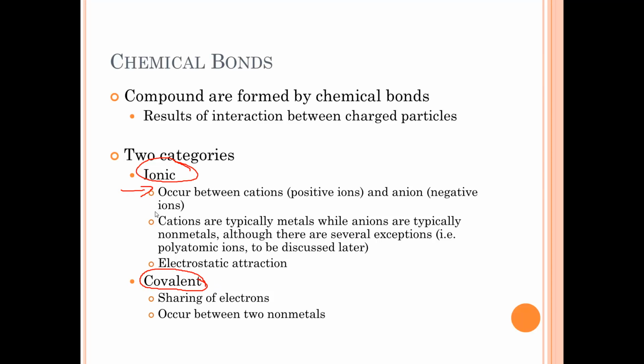Ionic compounds occur between cations, which are positively charged ions, and anions, which are negatively charged ions. Cations are typically metals, while anions are typically nonmetals, although there are several exceptions, for instance, polyatomic ions, which we'll discuss later. These attractions are occurring from the electrostatic attraction, the attraction between the opposite charges. Covalent compounds, however, the electrons are being shared, and they occur between two nonmetals.